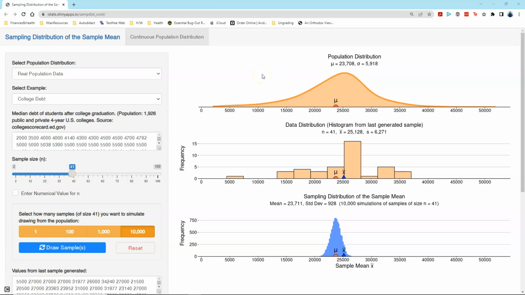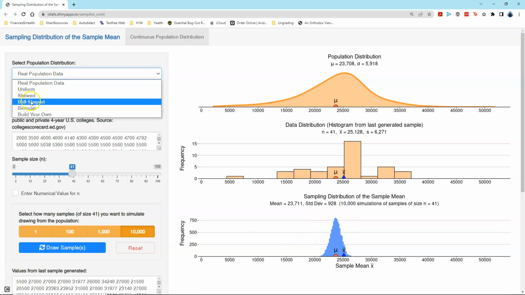So what this portion of the demonstration shows is that if our original population distribution for a variable is approximately normal, then no matter how small or how large the sample size is, we can be pretty well assured that the sampling distribution of sample means will be approximately normal in that case.